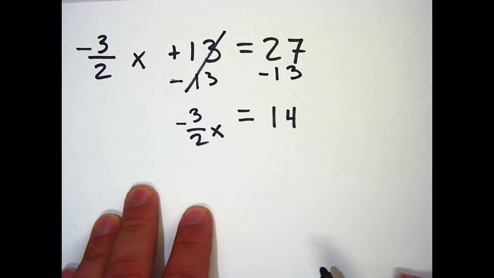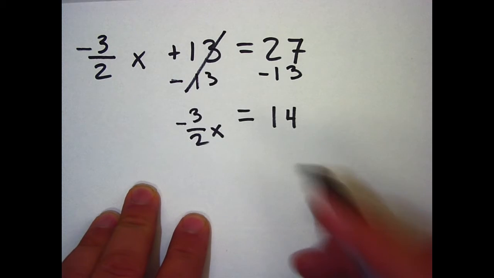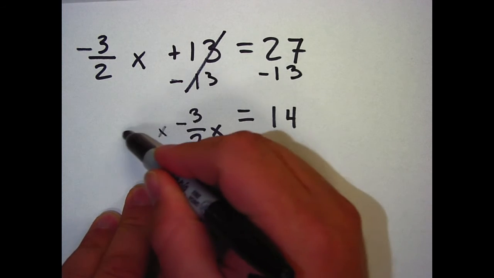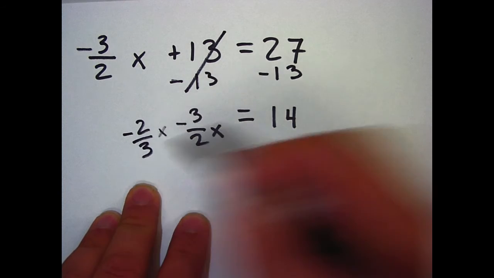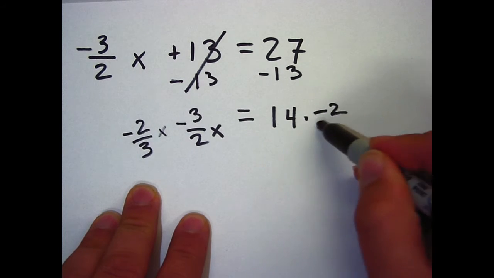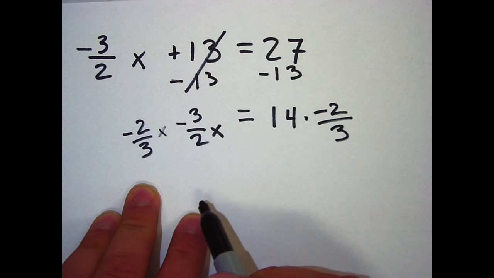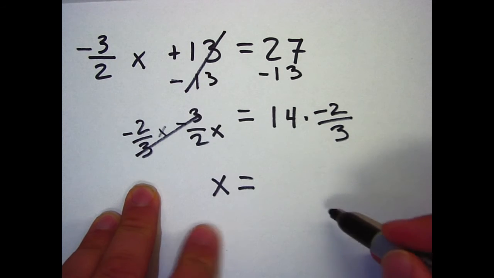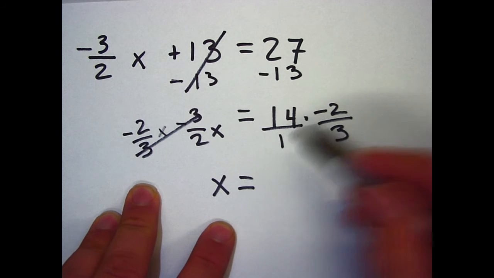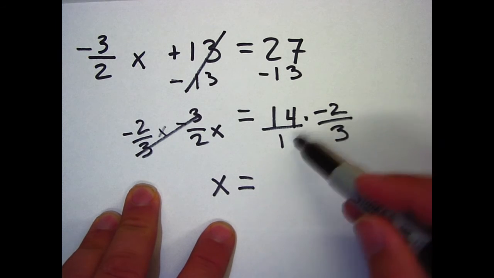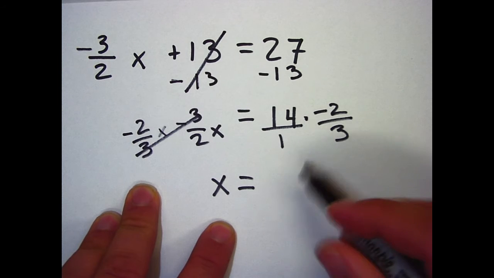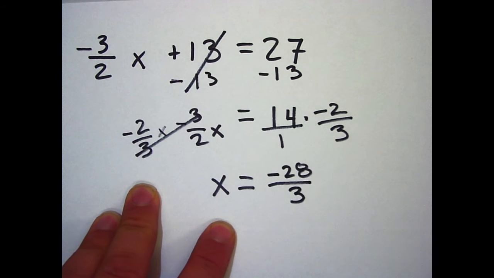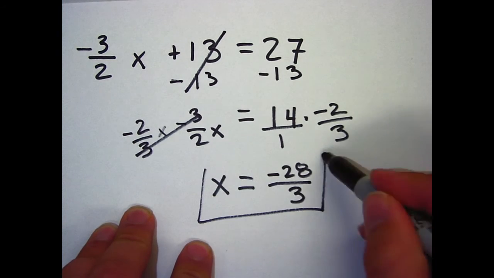This is the fraction work that gets us a little confused. So what we can do is multiply by the reciprocal. So the reciprocal is negative 2/3. What we do to one side, we must do to the other. So in this case, we're left with x equals, and now I do my fraction work here, no common cancellations to do. So I get negative 28/3. And that's what I believe my answer is.